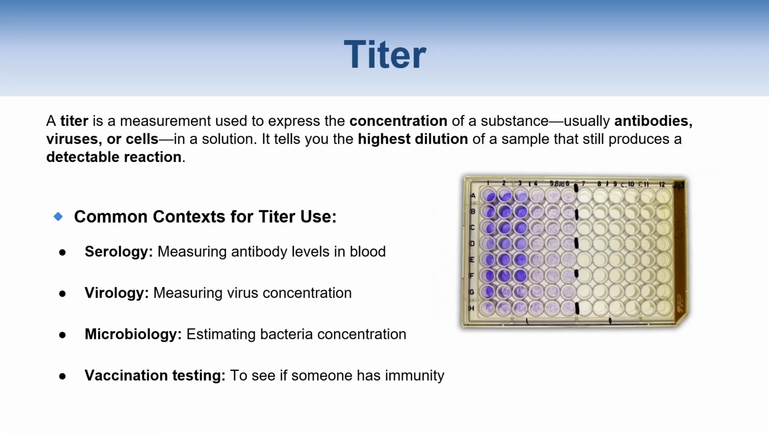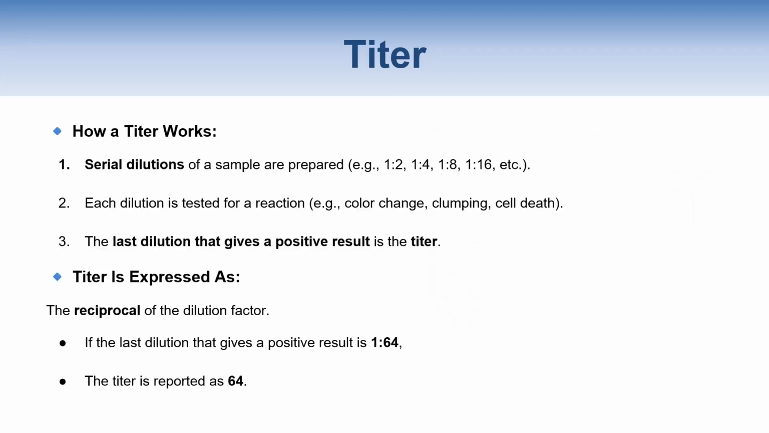So we use those set standards depending on what we're looking for. Every item we're looking for has a different number or cutoff that we would expect to have. So common context for titer use: serology, so like I just mentioned, measuring antibody levels in the blood; virology, measuring virus concentration, so like hepatitis or HIV is a virus that we would want to know if we have viral load increasing or decreasing; microbiology, estimating bacterial concentration; vaccination testing to see if someone has immunity; antibiotic testing to see if the antibiotics are going to work.